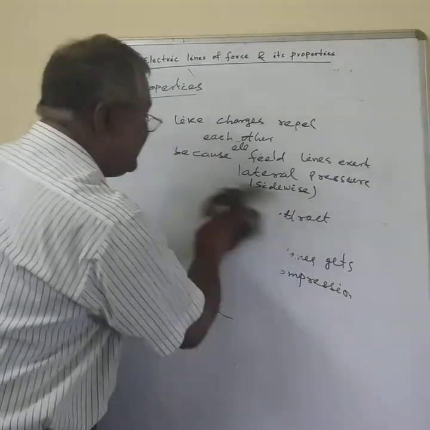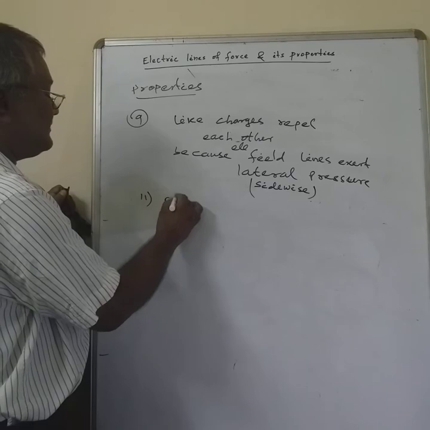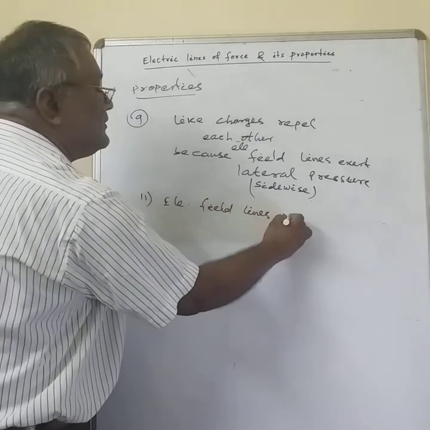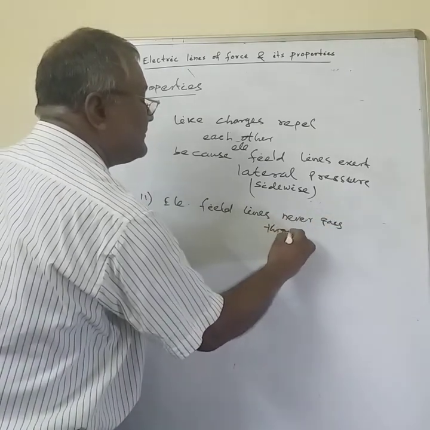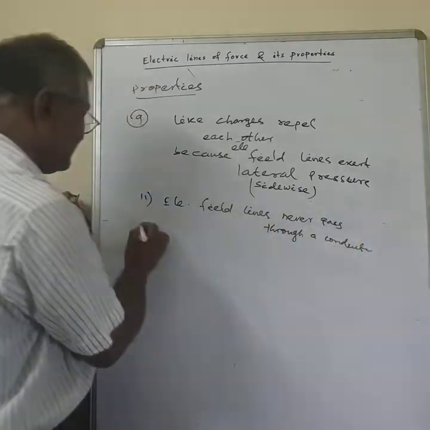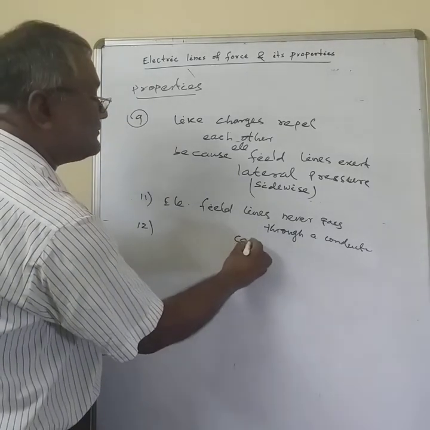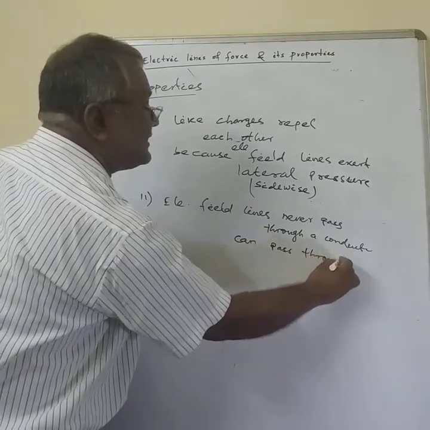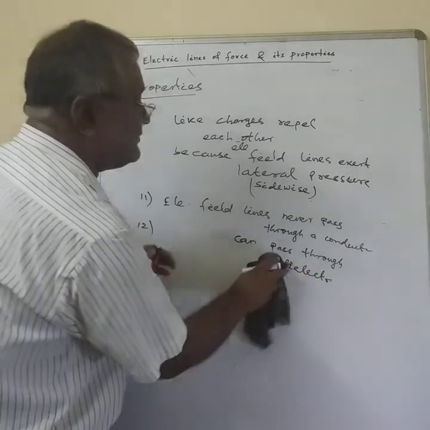Next one: electric field lines never pass through a conductor. Number 12: electric field lines can pass through a dielectric, an insulator, they pass through an insulator.